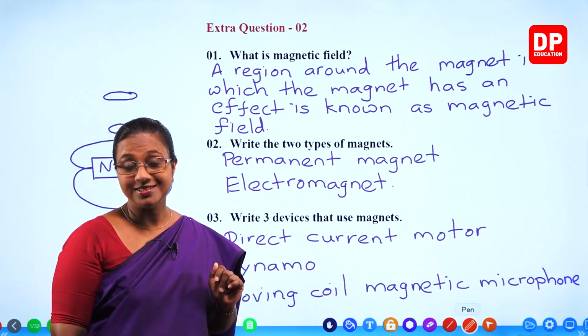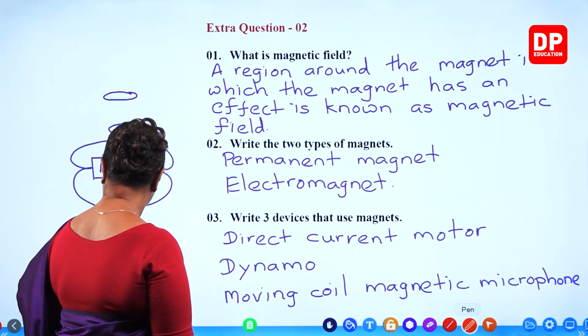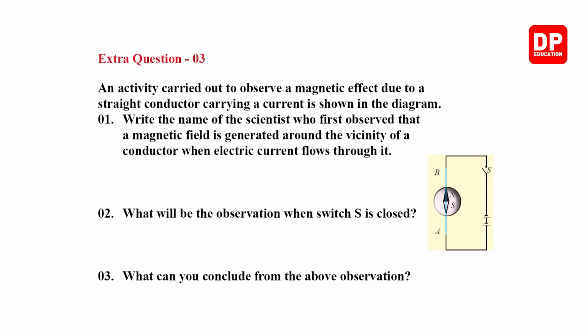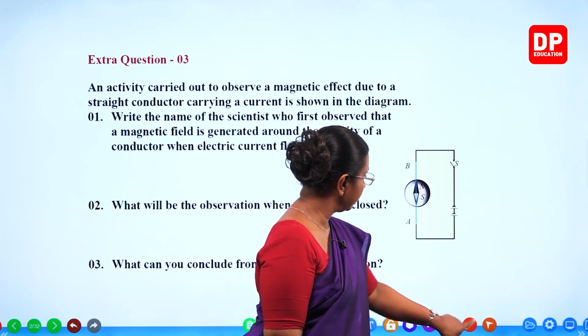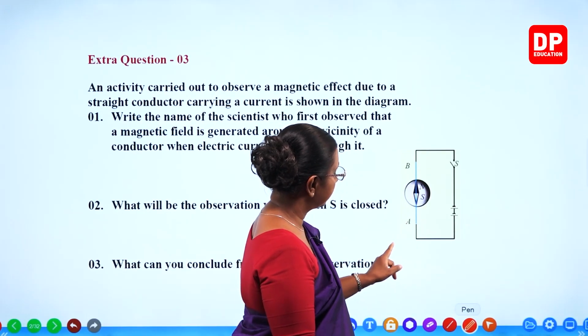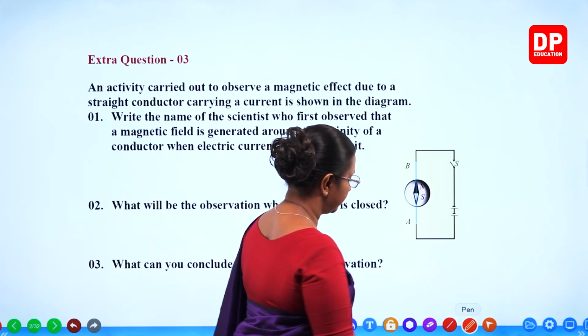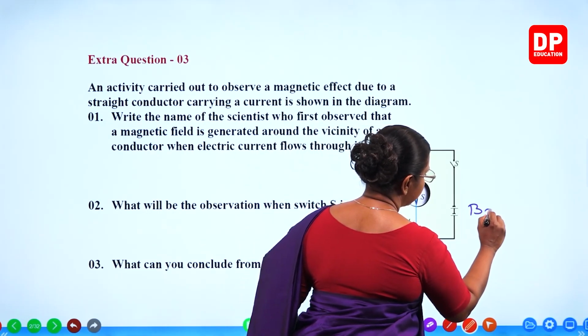So with that, students, I'll move on to the next question. Extra question 3. An activity carried out to observe a magnetic effect due to a straight conductor carrying a current is shown in the diagram. If you look at the diagram here, you can see there is this circuit where you have the batteries there. So here batteries.